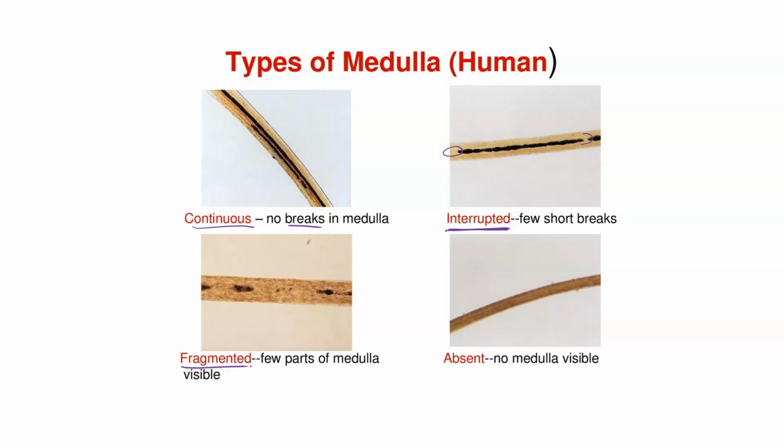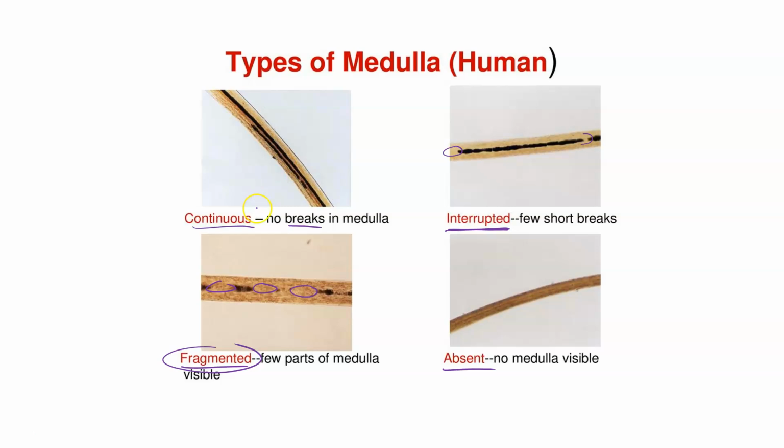Fragmented is when you're going even more interrupted. Okay, notice that there are a lot of interruptions. There are a lot of breaks. Then it's fragmented. Okay, there are few parts of the medulla visible. And then you have an absent medulla, which obviously when you look at the hair, there is no core. It would essentially look like a pencil with no lead, which is weird to think about in a pencil's case, but not in a hair's case.